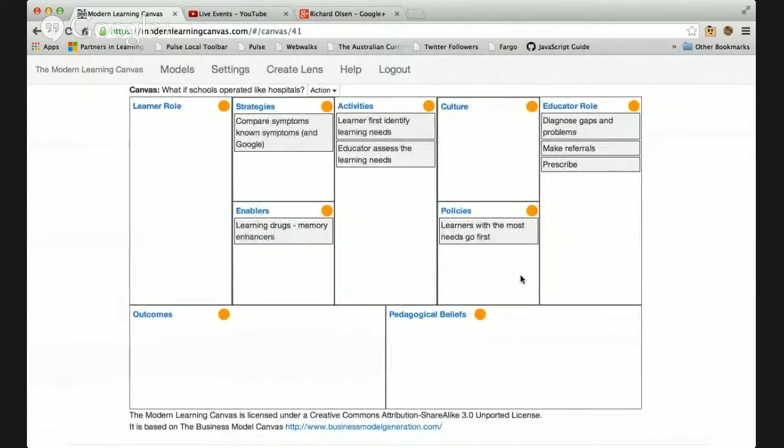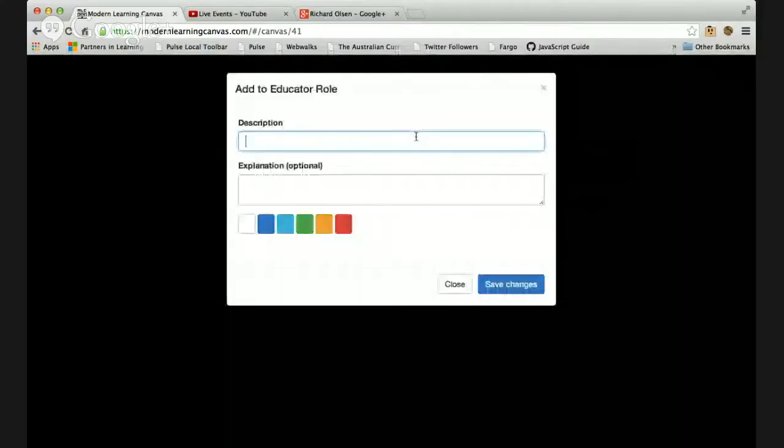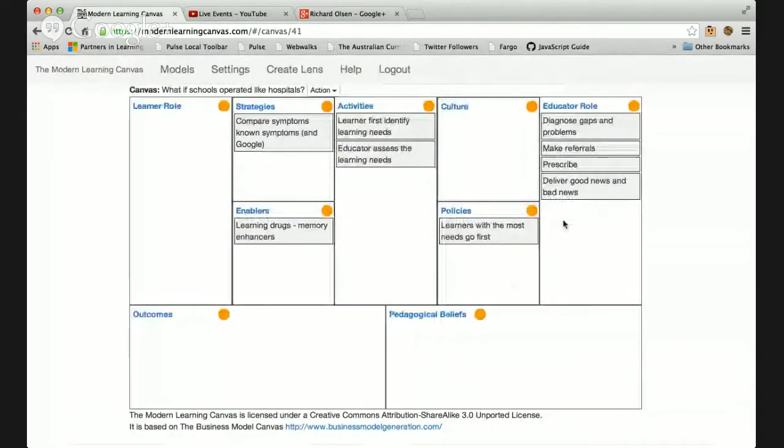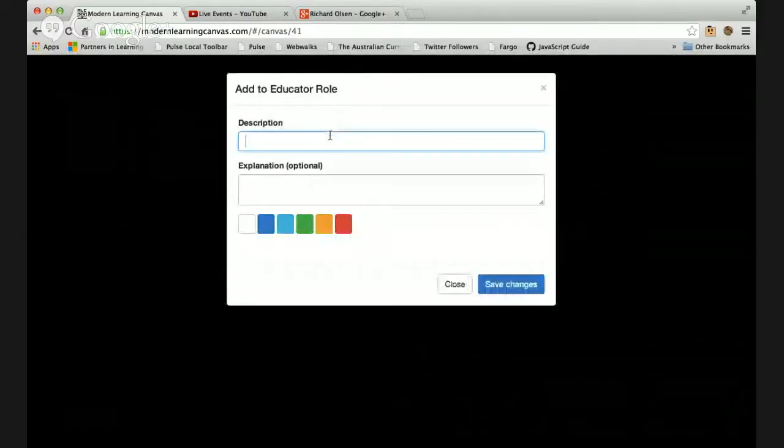What else? They probably deliver good news and bad news. Yes, true. Take no responsibility for failures. Yep. Am I allowed to write that? I'll write that. What about the learners?